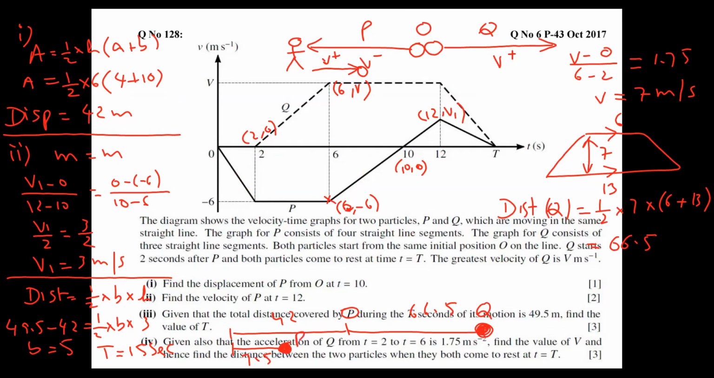And what is the gap between them? This is the gap I'm looking for. So we can find the gap between them simply: 66.5 plus 42 minus 7.5. I repeat, this distance plus this distance in total, but this distance I don't want. Now check it: 66.5 plus 42 minus 7.5, and the answer turned out to be 101 meters. So Alhamdulillah Rabbil Alameen, this question is completely over.